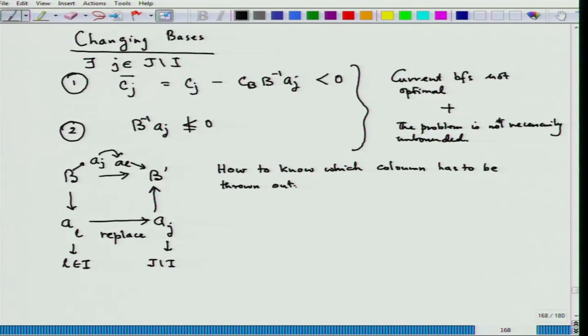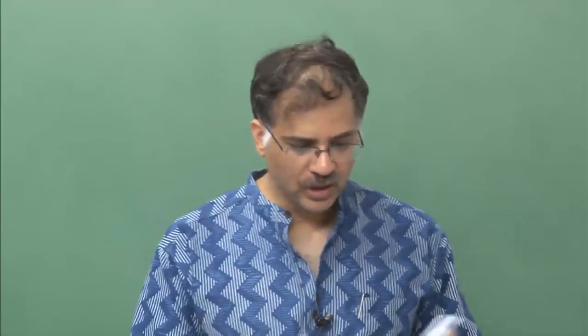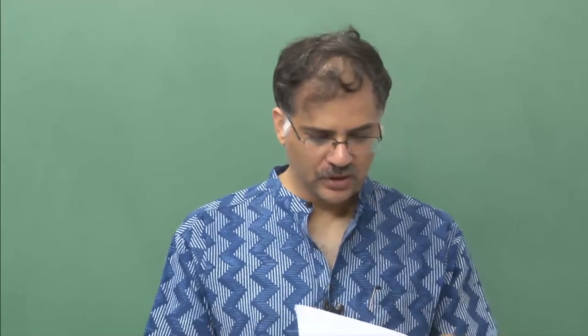This is important. How do you know which column you need to throw out? To know this, you do a little trick. The trick is as follows. Now, I will not go back and recollect with you what the symbols were. For example, I will use the symbol B bar, and you possibly know that the symbol B bar is already known to you. We have already given some symbols early in the course, and B bar is B inverse B. So, we are not going to repeat these symbols anymore.